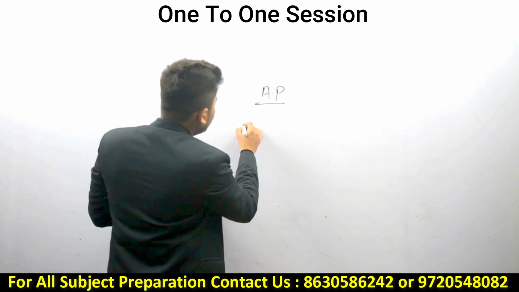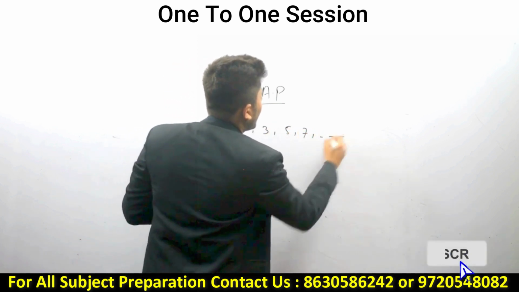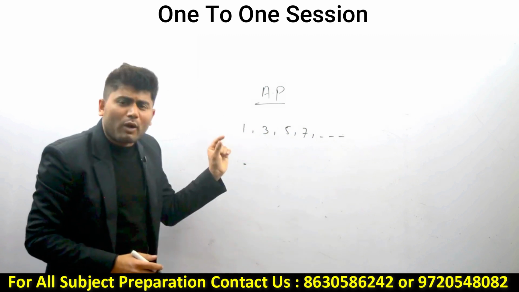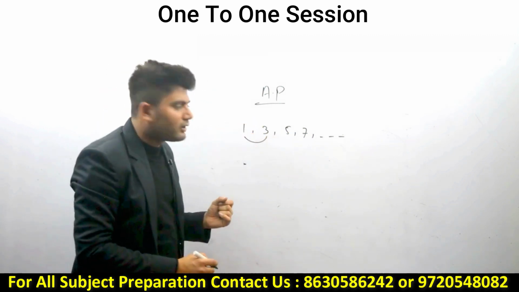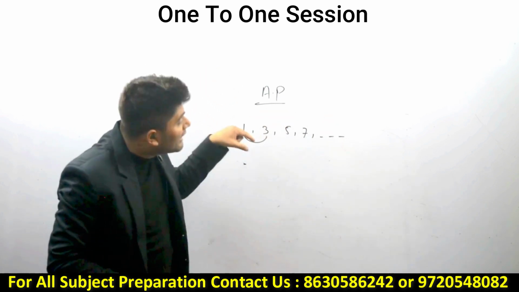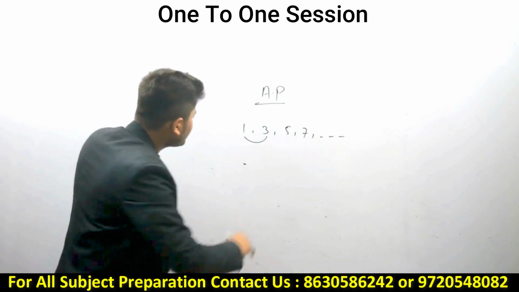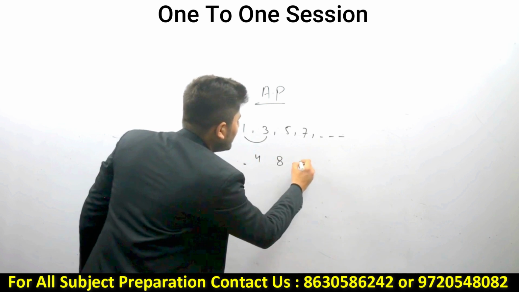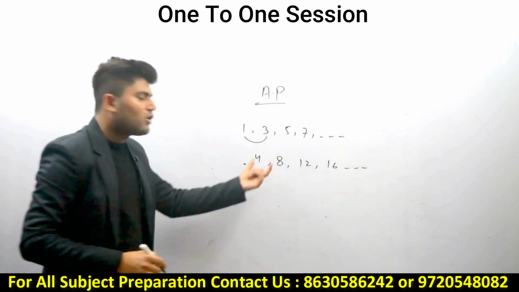Let's suppose you have 1, 3, 5, 7 and so on. You will notice one point here, the common difference. 1 plus 2 gives you 3. 3 plus 2 gives you 5. 5 plus 2 gives you 7. In the same way you will get this sequence, right? And you can get a different kind of pattern like 4, 8, 12, 16 and so on. Here the common difference is 4.